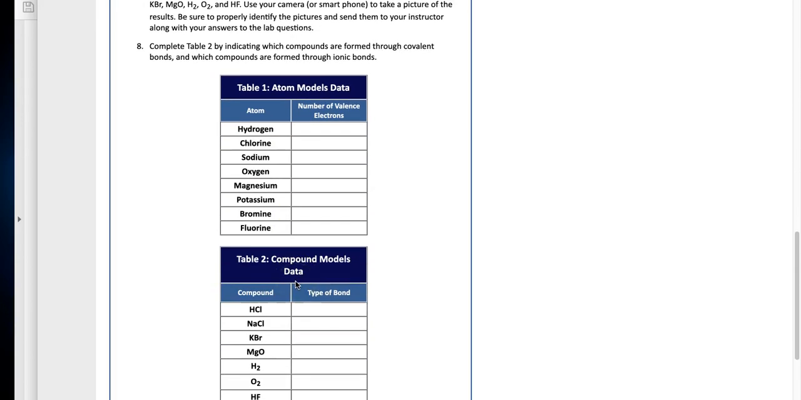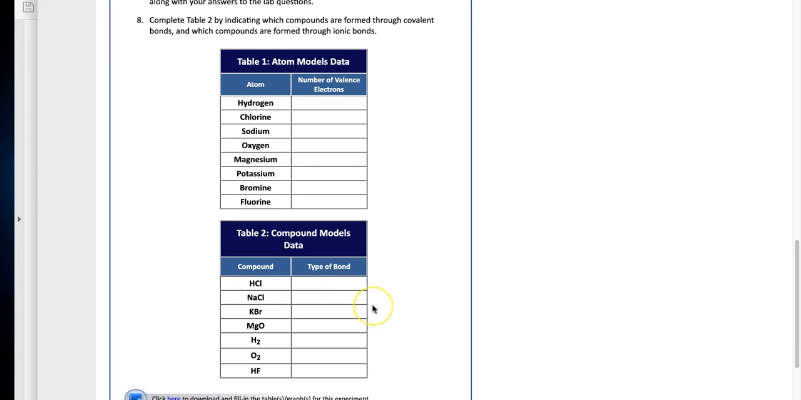And then complete the second table. I recommend you complete the second table first, not at the end, so that you know, again, which ones need yarn, because electrons are being shared, and which ones you're going to pick up and move push pins.